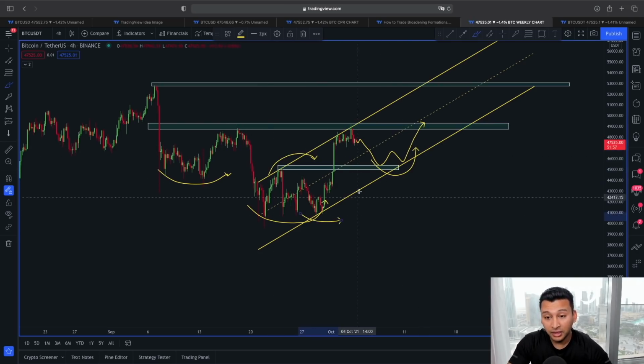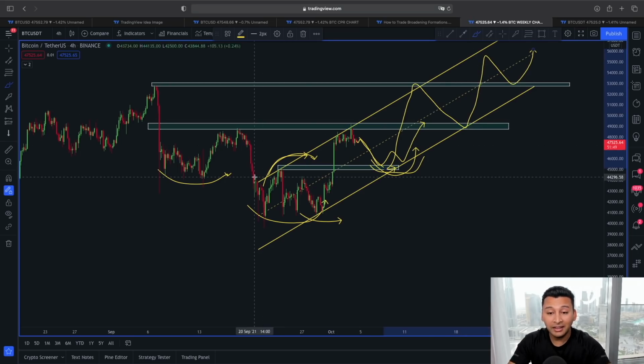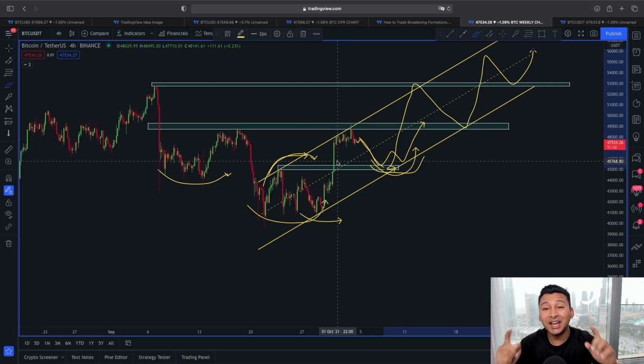So you can still see, even if it's going to see another pullback, we are still making higher lows, guys. So this is going to be a higher highs, higher lows, continuation pattern type of scenario, as long as we are going to follow this rising trend line and finding support above this 45 to 46,000 price range. So these are some of the interesting scenarios I wanted to share with you in today's episode.